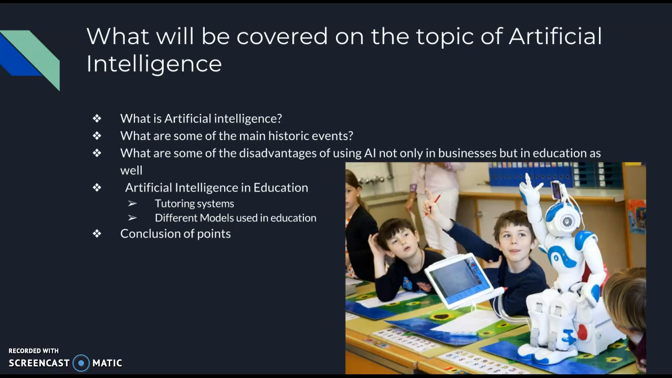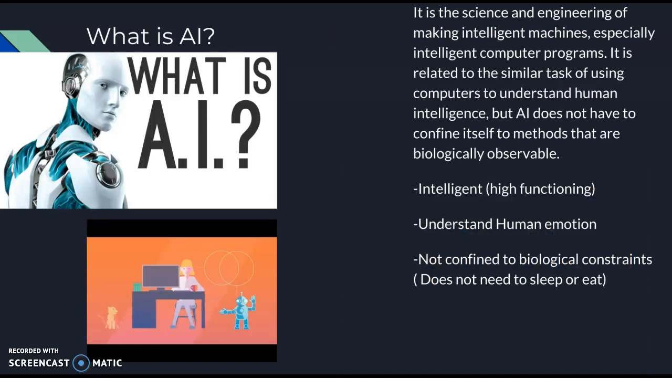What we're going to cover on the topic of artificial intelligence is, first of all, what is artificial intelligence? What are some of the main historical events? What are some of the disadvantages of using AI, not only in business, but in a classroom as well? Artificial intelligence in education, tutoring systems, different models used in education, and the conclusion of our points.